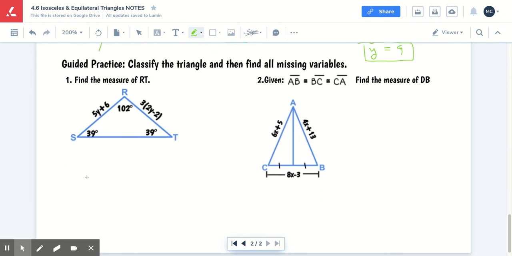Alrighty, now at the bottom we have two problems that are truly guided practice problems. So at this point you're going to pause the video and try these two problems and then come back and see how you did.